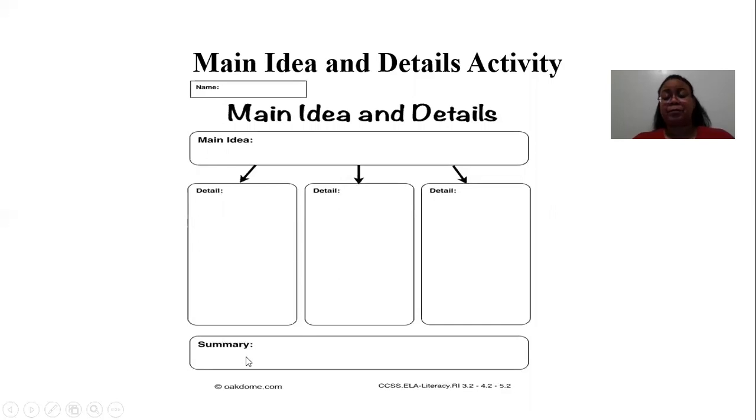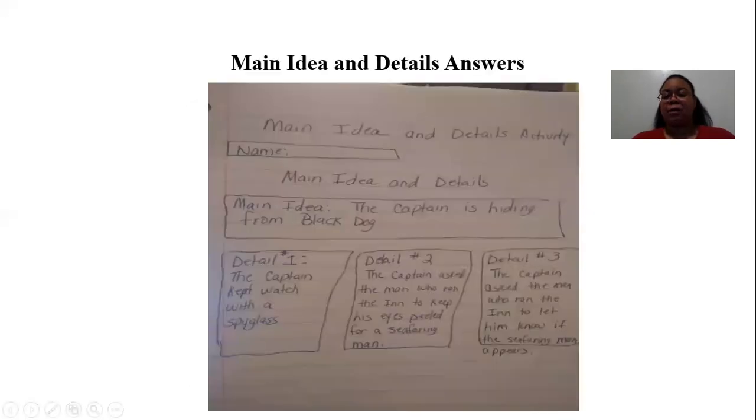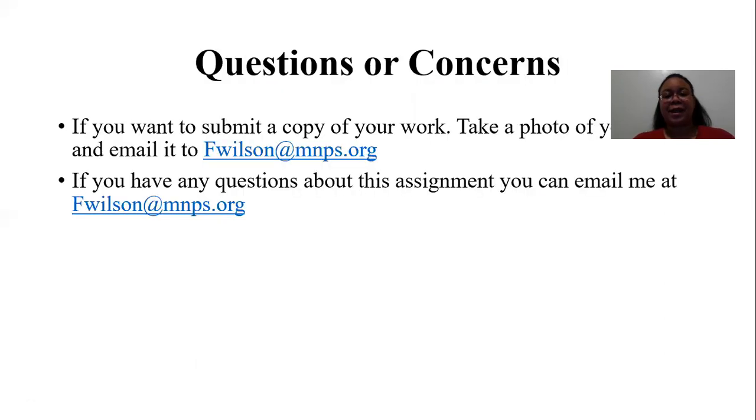At the bottom, you can do this for extra work: the summary. You could just sum it all up. And in this case, the captain was hiding from Black Dog because there's something that Black Dog wants from the captain. Okay? All right, so great job. Good work. I'm glad that you participated.